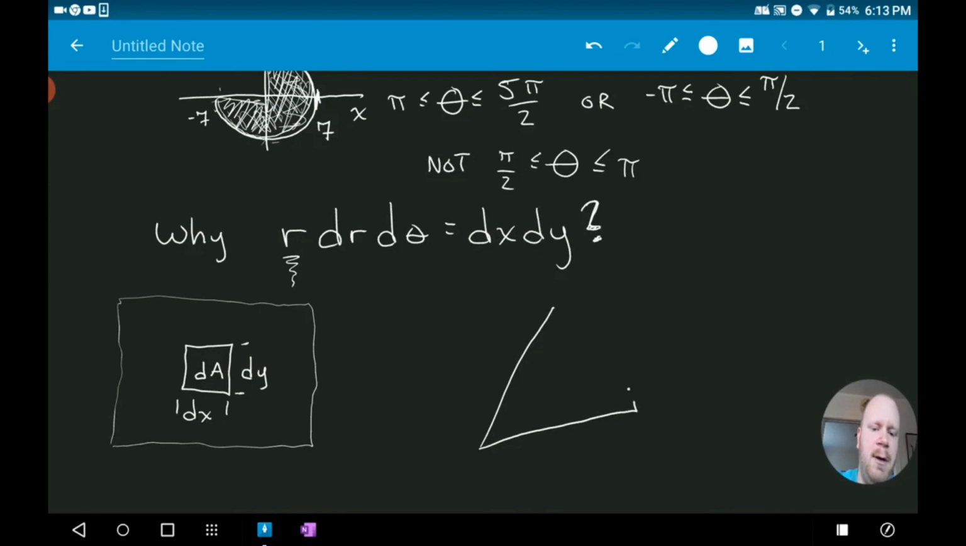For a polar region like this, the section that we're trying to call dA here is this square here. So that's our dA, right? And it's shaped a little bit differently than this. But if we think about the dimensions of this, from here to here, that's dr. It's just a small piece of radius, right? Or a small piece in the radial direction.